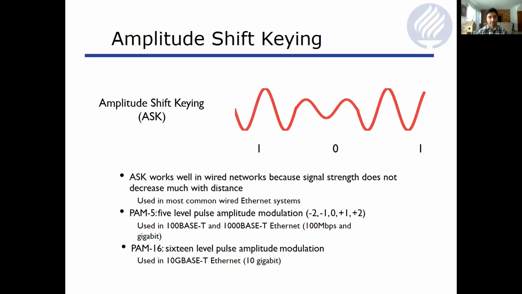Think of this as changing the voltage, okay? Because we mentioned that amplitude is the power of your signal, so we are changing the voltage from -2 all the way to 2 in 5 different levels. For 10GBASE-T Ethernet, which is 10 gigabit Ethernet, a relatively recent standard for Ethernet, we are using PAM16, which means 16 levels of amplitude modulation. So we are changing the voltage in 15 steps, and we can represent 4 bits per pulse.